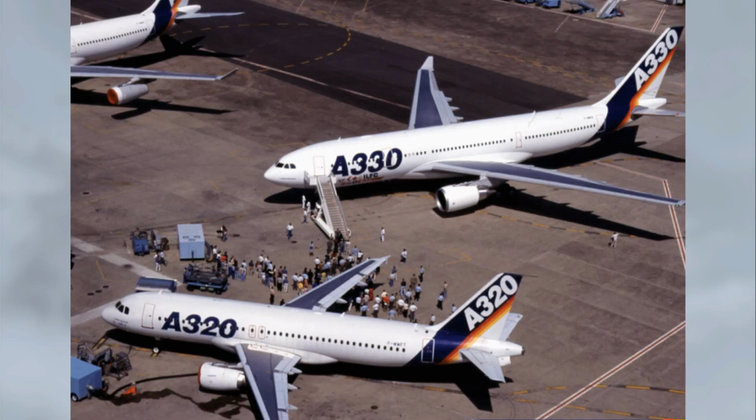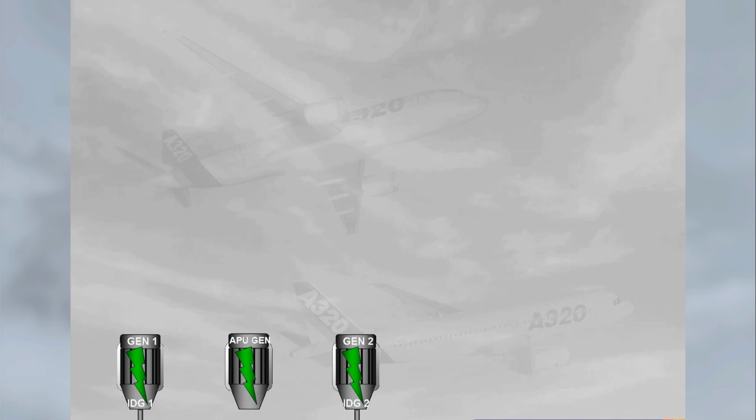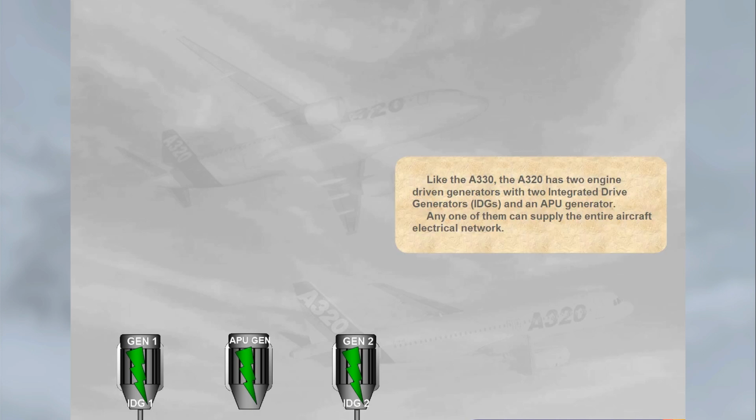In this module, we will compare the electrical systems of the A330 and A320. We will show you the similarities and will highlight the differences. Like the A330, the A320 has two engine-driven generators with two integrated drive generators, IDGs, and an APU generator. Any one of them can supply the entire aircraft electrical network.